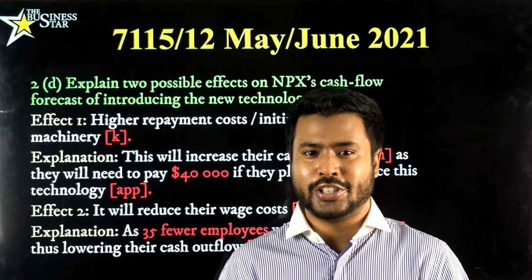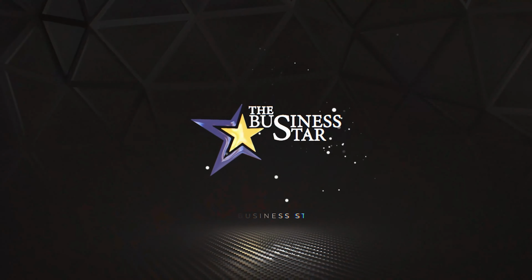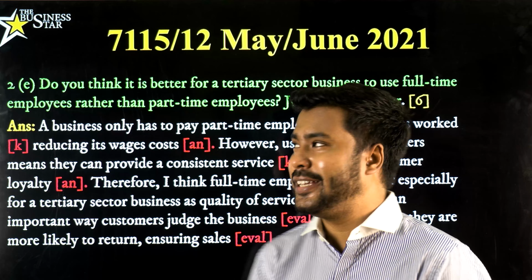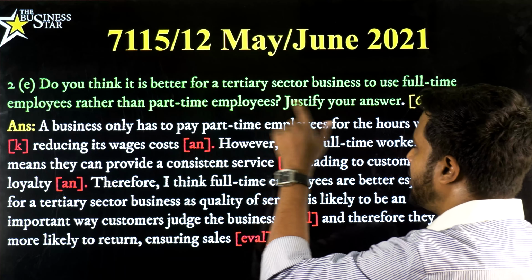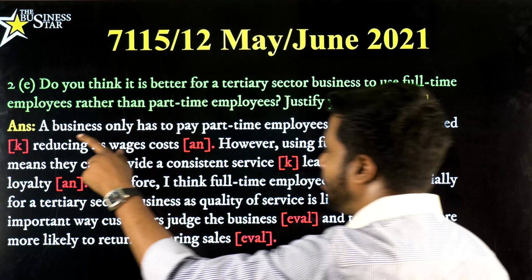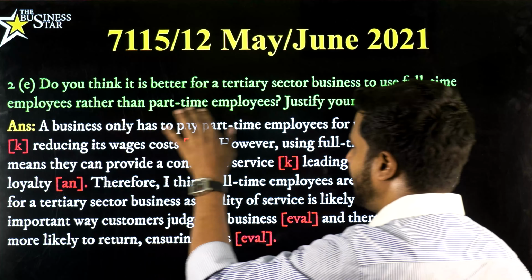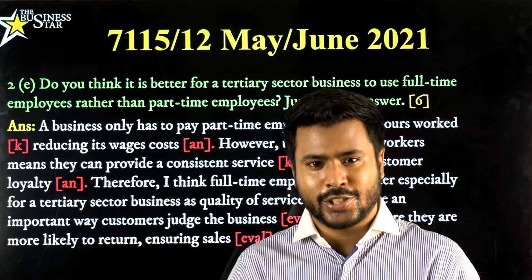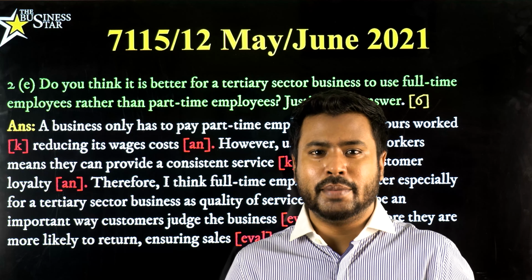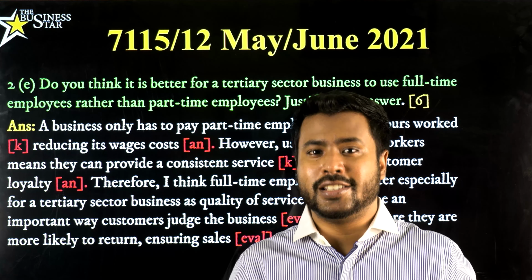Okay, so let's move on to question number 2E. So here we have question number 2E, which speaks of, do you think it is better for a tertiary sector business to use full-time employees rather than part-time employees? Justify your answer. It's a 6-mark question. Again, in a 6-mark question, the combination arises to knowledge, analysis, and evaluation. Remember, there is no application needed in question number 2E.